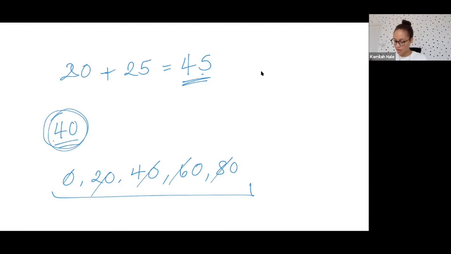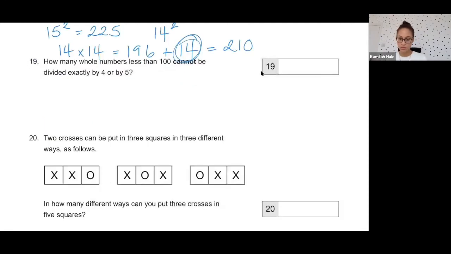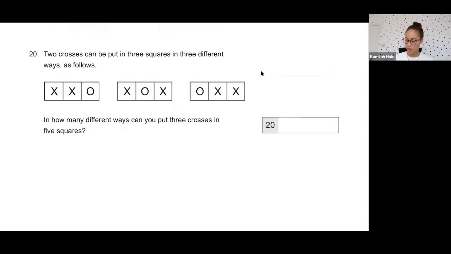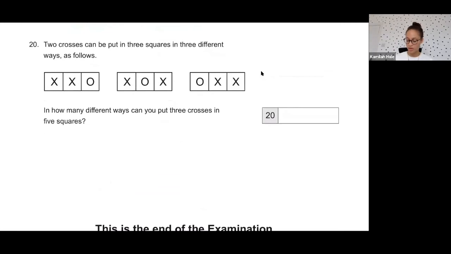Now, let's go back to the question and reread what they wanted. So how many whole numbers less than 100 cannot be divided exactly by 4 or by 5? So we found how many numbers can. We said that was 40. So what's our final answer? 60. Good. All right.